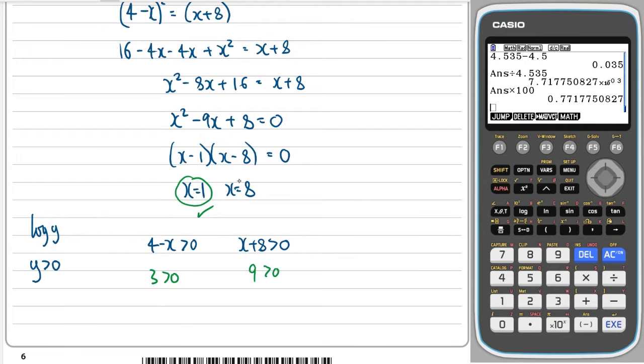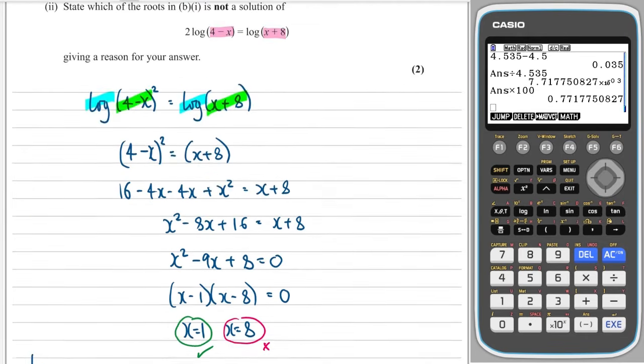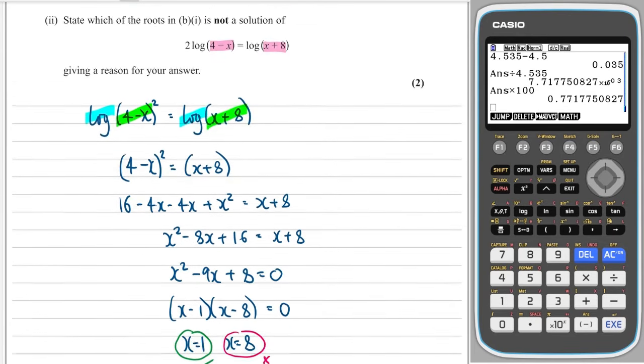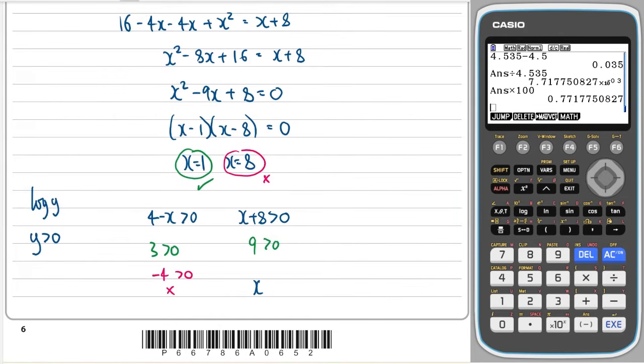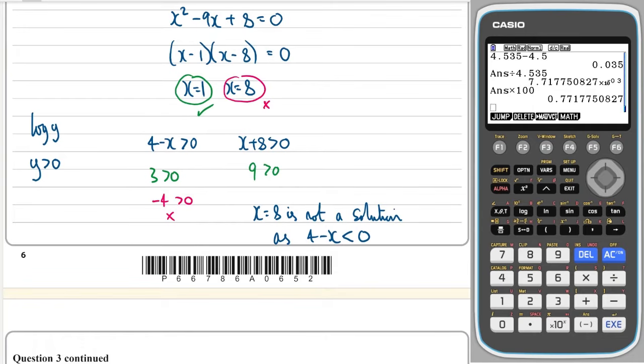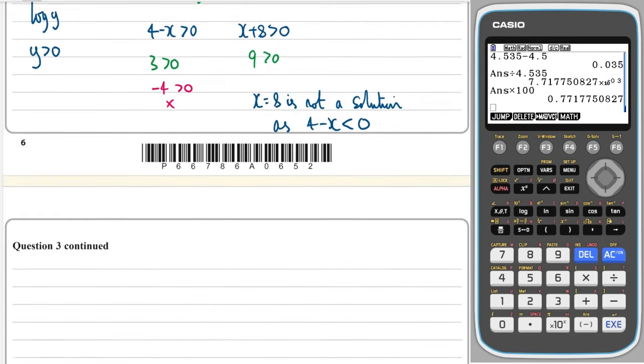Let's look at x equals 8. This would give me 4 minus 8 is minus 4 is greater than 0. Well, minus 4 is not greater than 0. So that doesn't work. So the question actually asks which root is not a solution, and you say that x equals 8 is not a solution as 4 minus 8 is less than 0. So 4 minus x is less than 0. Yeah, great.